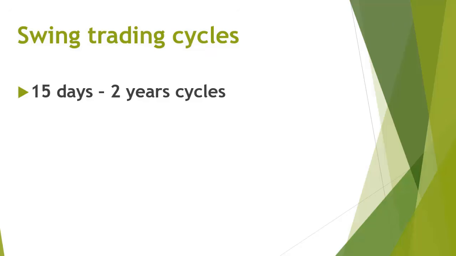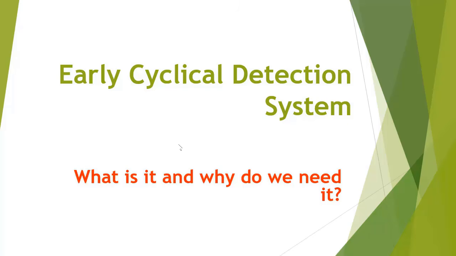Swing trading cycles. We call swing trading cycles those with a period between 15 days and 2 years. So now I will give several definitions to understand what we will do. First definition, regarding swing trading cycles: this is the early cyclical detection system. I will explain how the early cyclical detection system works, what it is and why we need it.